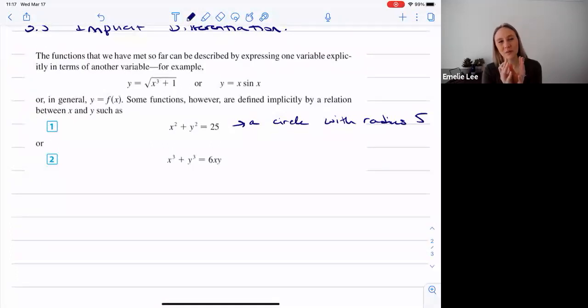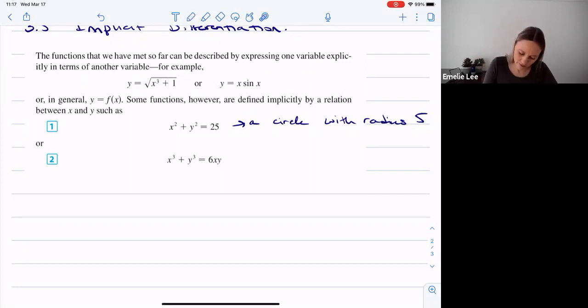Thing with a circle, right? Because if we solve this for y, then we would have the positive and the negative version of the square root, right? So the negative would be the lower half of the circle and the positive would be the upper half of the circle. And so it just gets a little bit messy when we're trying to find the derivative.